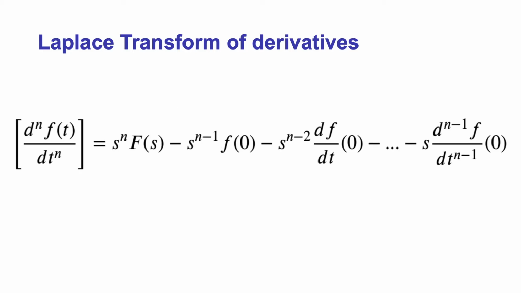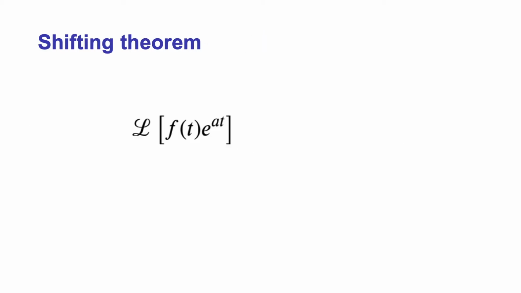More generally, the Laplace transform of the nth derivative of f in t can be found by adding s to the n times the Laplace transform of f minus s to n minus 1 times f evaluated at t equal to 0 minus s to n minus 2 times the first derivative of the function f evaluated at time t equal to 0, and so on. This is a key feature of the Laplace transform and one that we will use in class to solve the equation of motion.